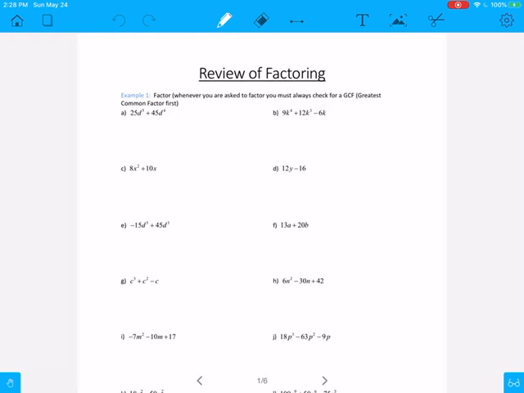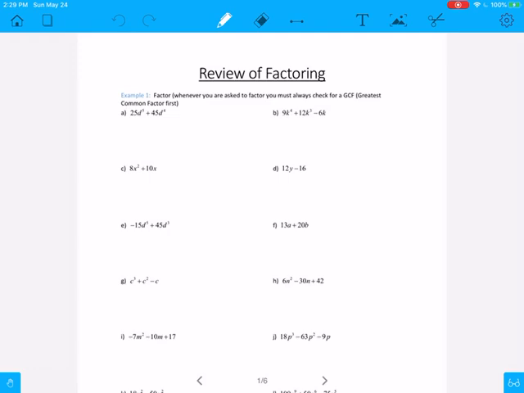So the first thing we're going to look for is greatest common factors. Is there something I can divide out of everything? And then we'll look for difference of squares. And if you're like, what in the heck is difference of squares? That's okay. We're going to review it. You will know. All right? I got you here.